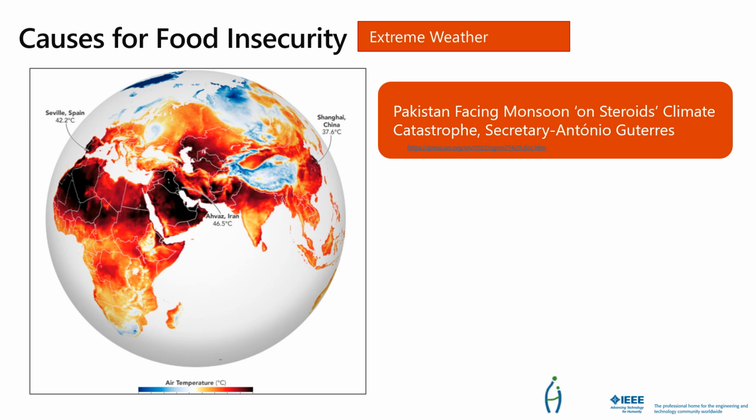We would like to clearly conclude this slide with a statement from UN Secretary General Antonio Guterres: Pakistan facing monsoon on steroids, climate catastrophe. Climate shocks are definitely a major impact to food insecurity. Studying them and understanding them through machine learning and artificial intelligence would help us to prepare for any future such events and thereby prevent the loss to humans, especially loss of food, so that we can balance the food security during the extreme events.